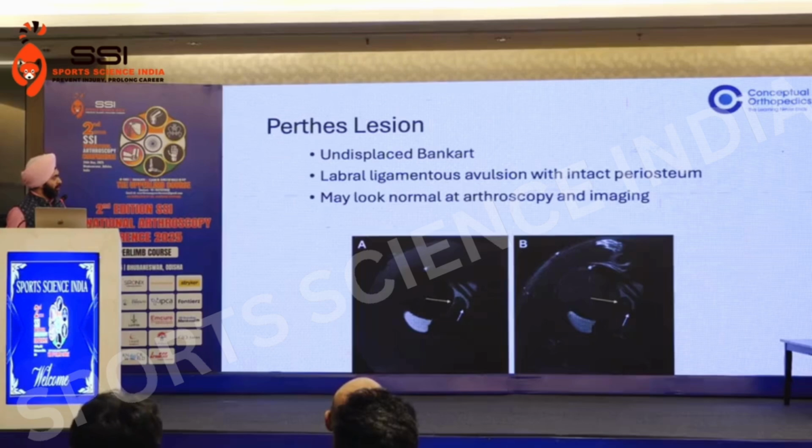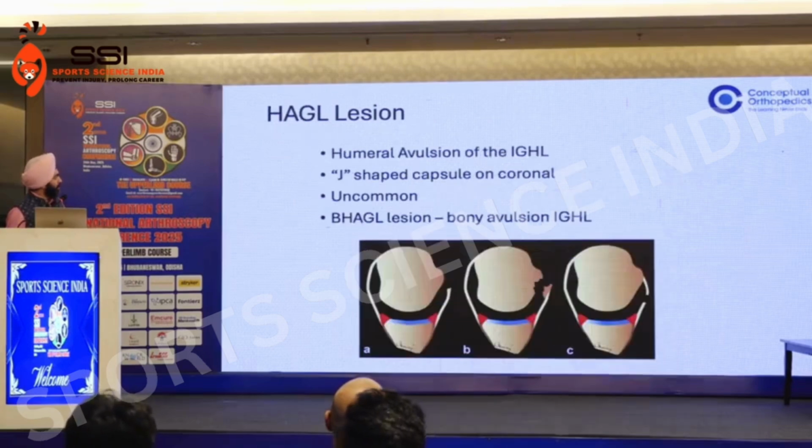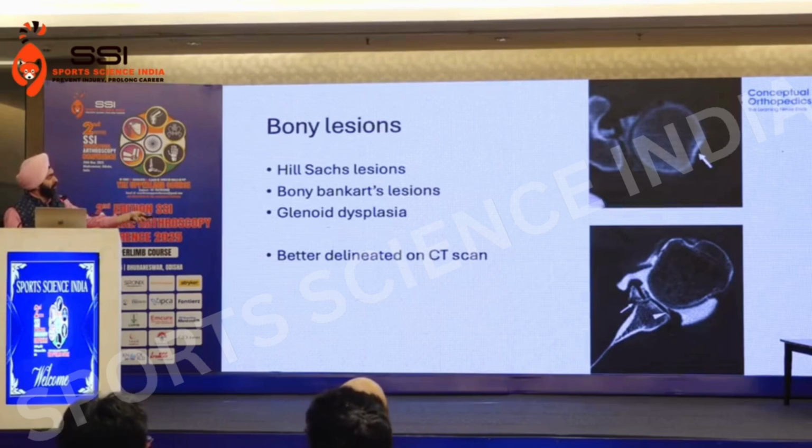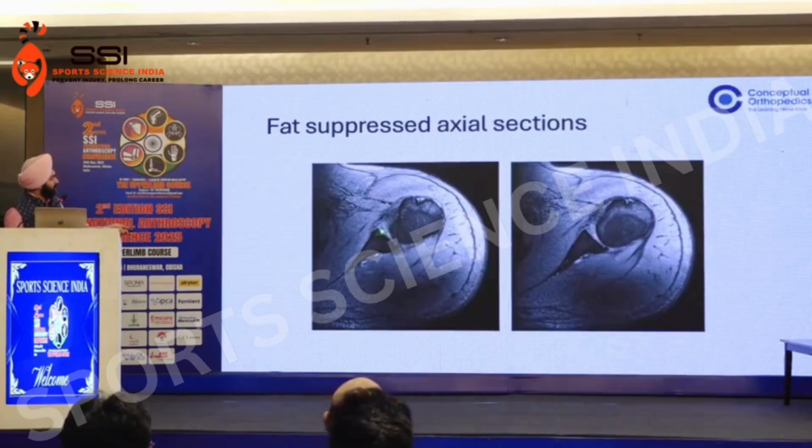Perthes is an undisplaced Bankart's, and Hagel, I don't think going into this. So again, the bony lesion should be at or above the level of the coracoid, with posterolateral flattening at the level of the coracoid. In the fat suppressed image, there is no anterior labrum, or there is a detached anterior labrum. So a Bankart's tear.